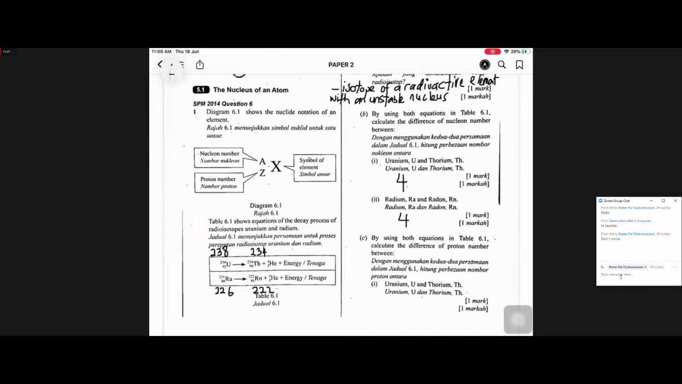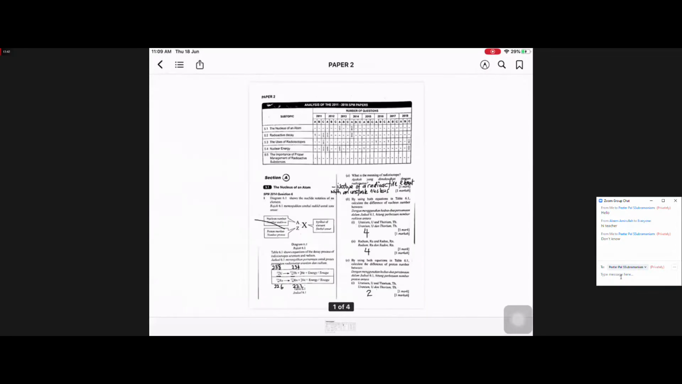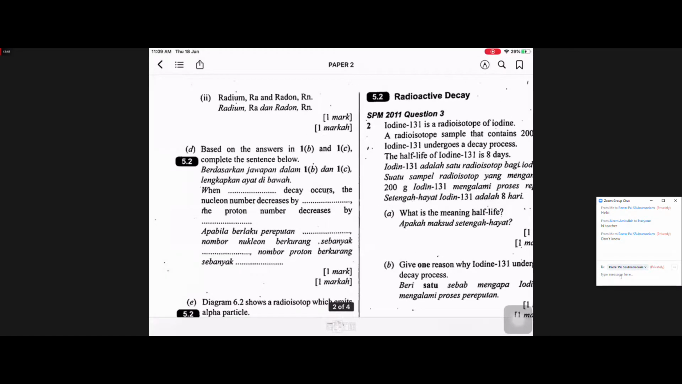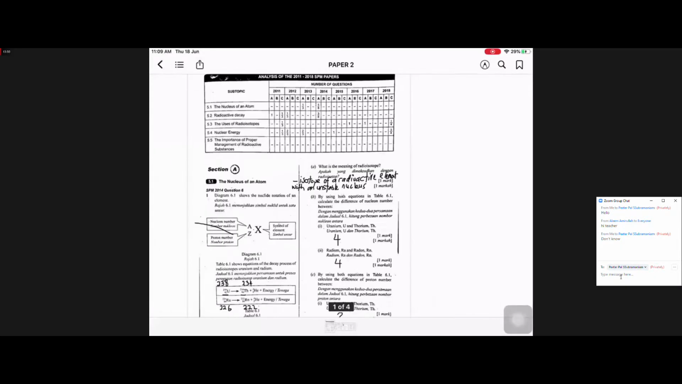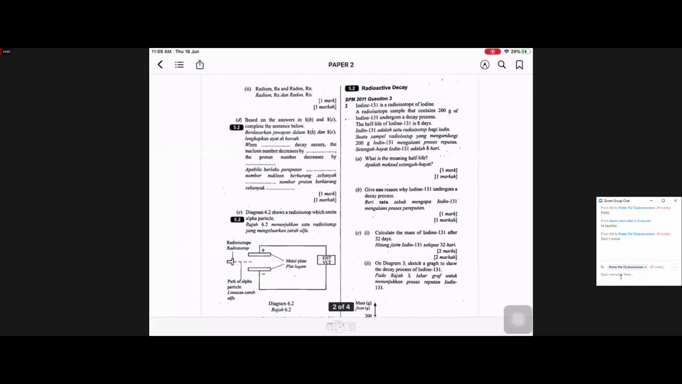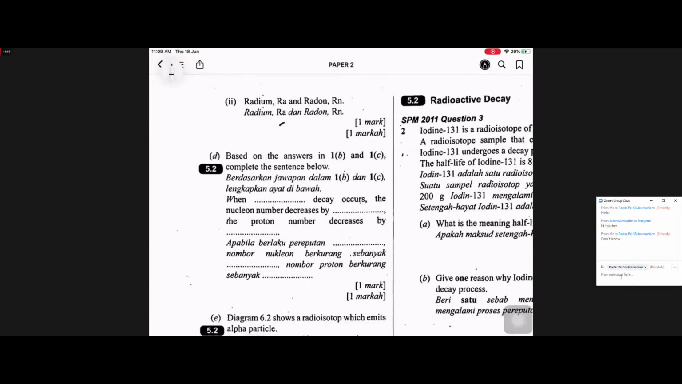By using both equations in table 6.1, calculate the difference of proton number between uranium and thorium. Proton number, uranium 92, thorium 90. So the difference of proton number is 2. Radium and radon, same, 2. See here, 88 and 86. So the same, 2.